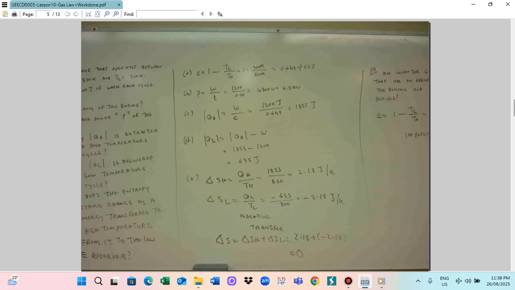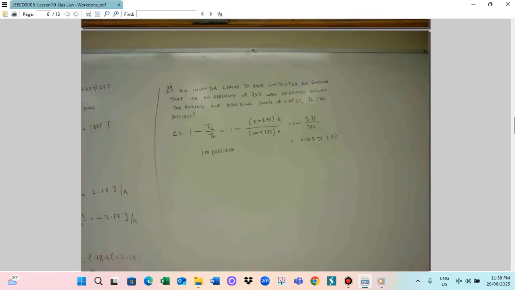In this case, for the net entropy change, delta S is equal to delta SH plus delta SL. So that will be 2.18 plus minus 2.18, which is 0. So there is no net entropy change in the system. Next we have to assess whether the engine is possible or not.